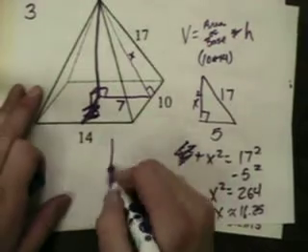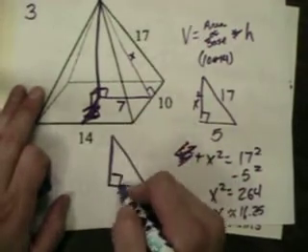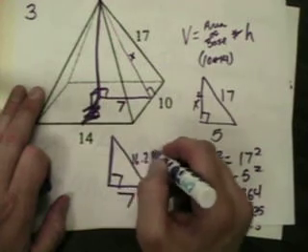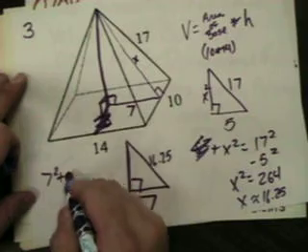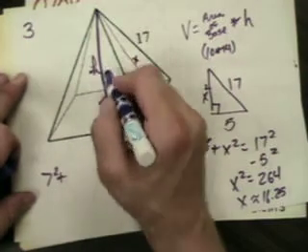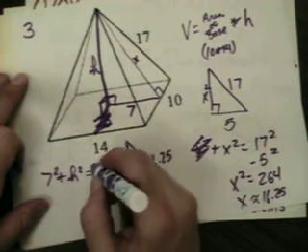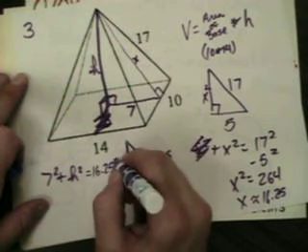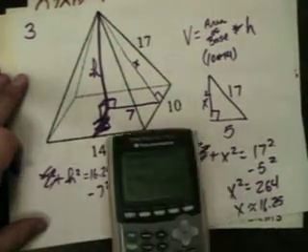Okay, so now I've got another right triangle. Let's see, I know this is 7. I know this is 16.25. And so 7 squared plus, we'll call this h, h squared equals 16.25 squared. Subtract 7 squared from that. I'm just going to do this. There's that really long number.